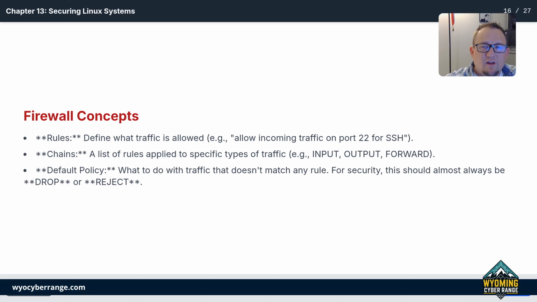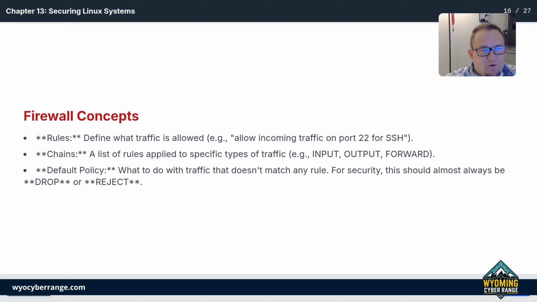Now, there are going to be three concepts to understand. The first concept is rules. Rules are the specific definitions of what traffic is allowed or denied. For example, a rule might allow traffic incoming on port 22. Now, chains are a list of rules that are applied differently to different types of traffic. The most common chains are input for incoming traffic and output for outgoing traffic. We also have forward for any traffic that is being routed through the machine itself.